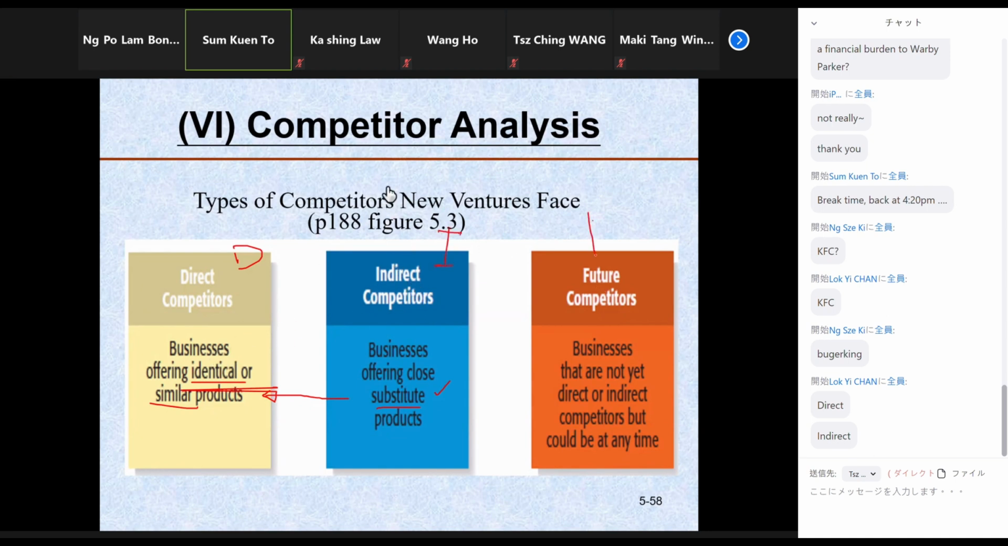In the future, whether they are selling the same thing or similar thing, direct or indirect, if they are not yet in Hong Kong, but they may appear anytime. Okay, so something like this. So these are DIF.